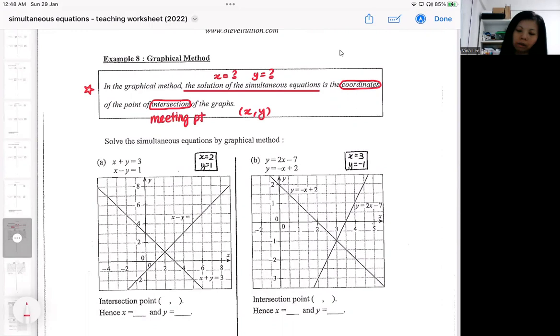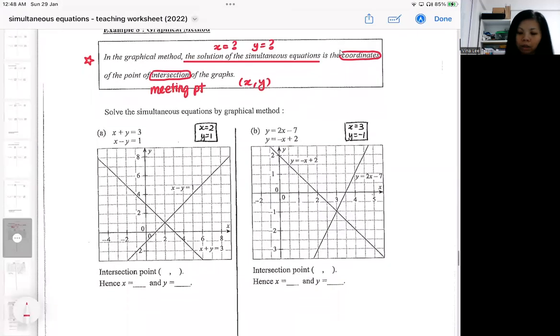Okay, so let me just show you the idea first. For example, in part A, you've got equation 1 and equation 2. If you want to, you can try part A using elimination or substitution. If you look at part A, I think it will be quite easy if you do it by elimination. But here we will be drawing two graphs.